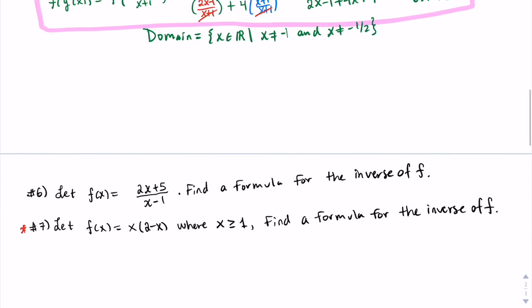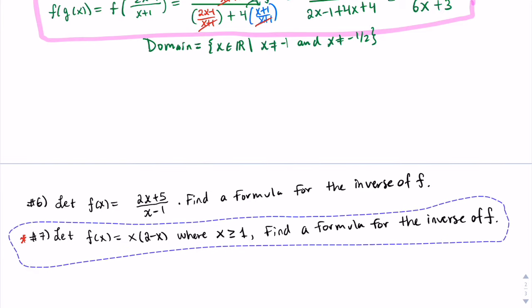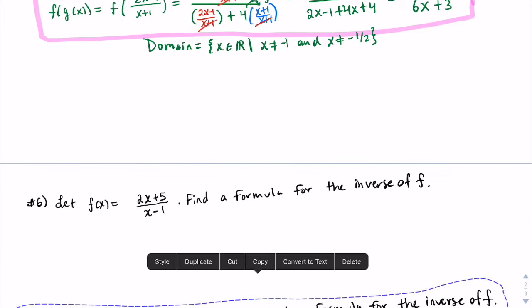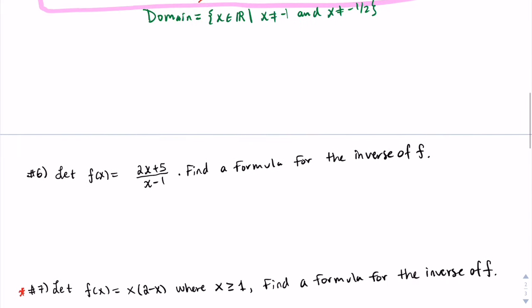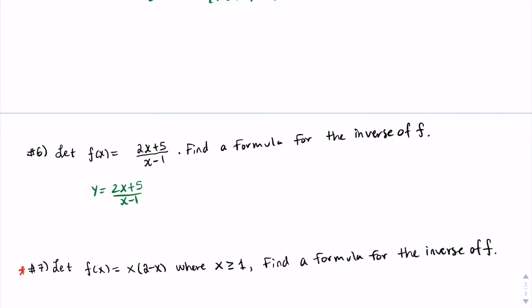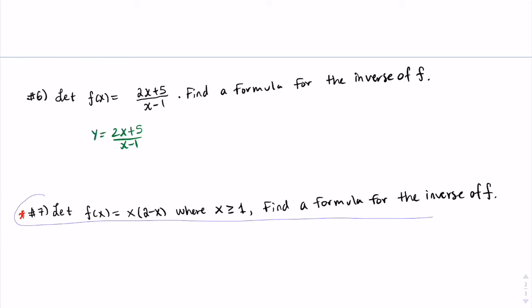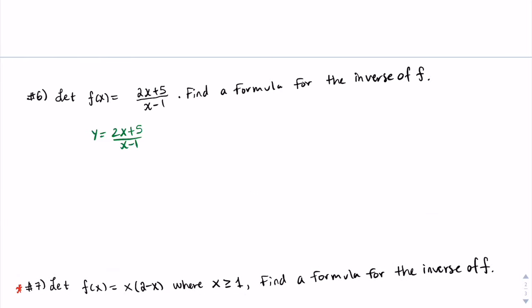So for number 6, they ask you to find a formula for the inverse of our function f. How should we do this? We did one example yesterday. Set x equal to y. So let me start off with this. y equals (2x plus 5) over (x minus 1). By doing this, we're saying that the output variable is a new variable, and that will be the variable y. And the next step will be to switch the variables, the x and y's. So it will be x equal to (2y plus 5) divided by (y minus 1). Solve for y. Yeah, and then we solve for y.